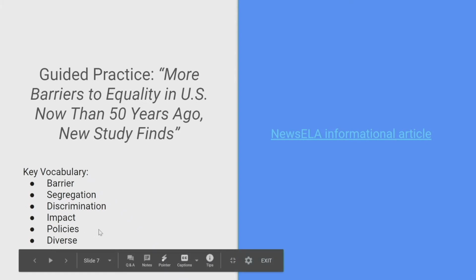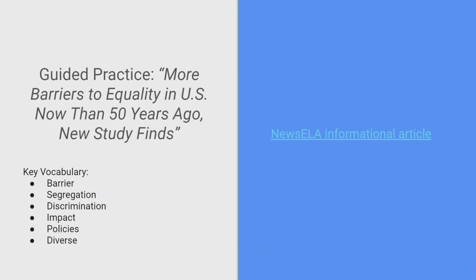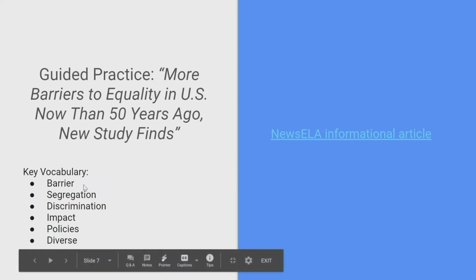Discrimination. Again, you know this because you've studied it during the civil rights movement. Discrimination is giving some people access to something while other people don't have access to the very same thing based on segregation, so based on something we can see about them. Impact, we'll learn about that in the article. Policies, again, that's a key vocabulary word. We'll look at it in the article.